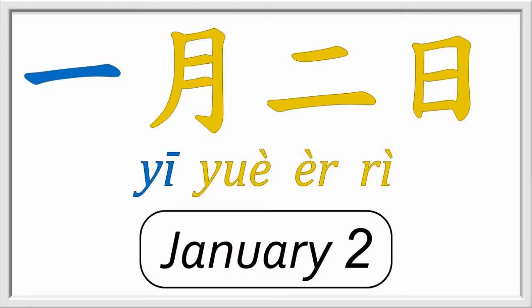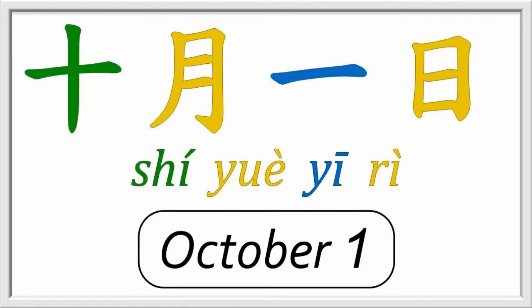With our new moon or month character, we can now make a few dates. January 2nd, 1月2日, and October 1st, 10月1日, China's national holiday. The months are simply numbered 1 to 12 in Chinese, and the days 1 to 31. Remember to use 2月 for February, not 两, and notice that number 1, 一, always keeps first tone when saying the date.